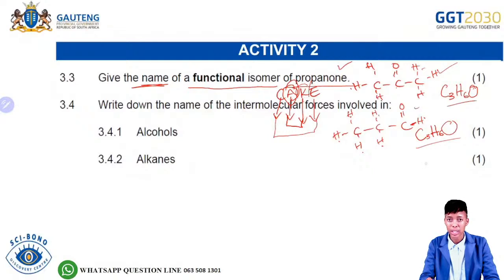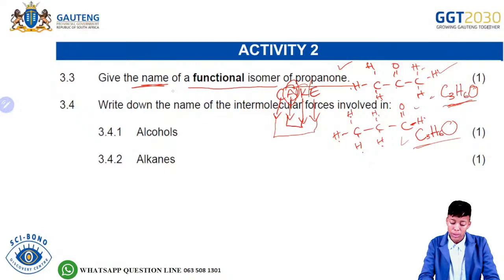But if you want to verify that your structure is correct, then you need to draw the molecular formula. So we have done that. The molecular formula of the ketone is the same as the molecular formula of the aldehyde. So it means that our structure is correct.